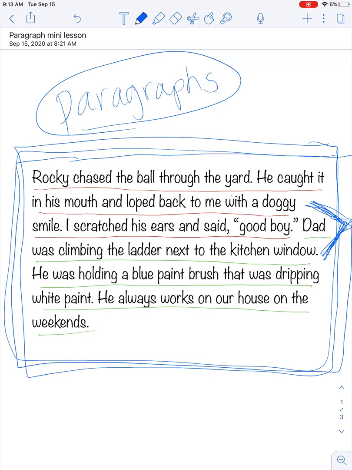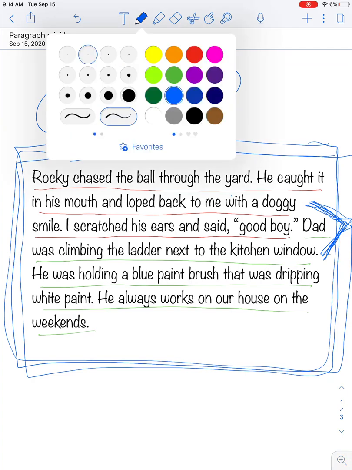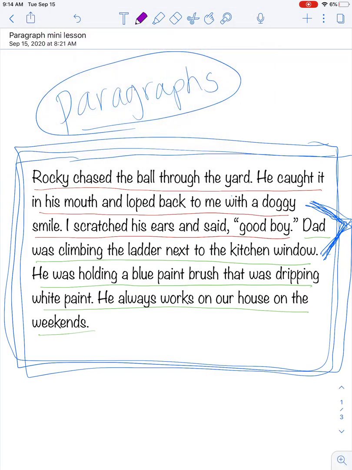Since I've already noticed that I actually have two separate parts, the part about Rocky and then the part about Dad, I do have two parts, even though they're all part of the same story. So I'm feeling like that means I am beginning a new topic. Now, these two topics are going to connect to one big part of my story, but right now I have two topics.